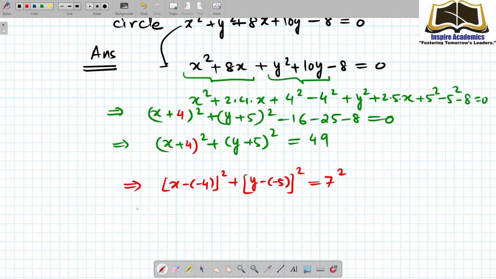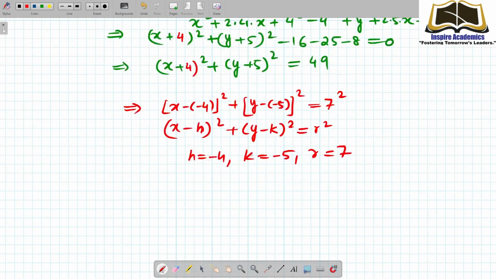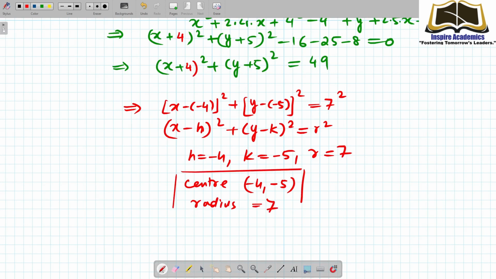So now if we compare with our standard equation, x minus h whole square plus y minus k whole square is r square, what are the parameters by comparison? We get h is minus 4, k is minus 5, r is 7. So clearly the center is negative 4 comma negative 5 and radius is 7. So this is our answer.